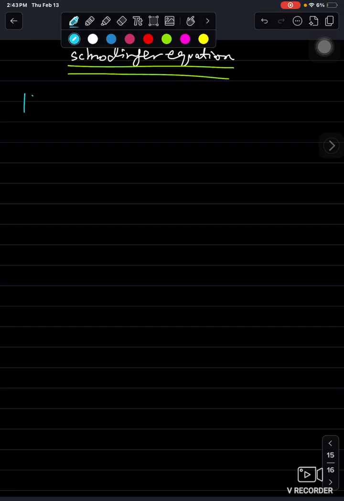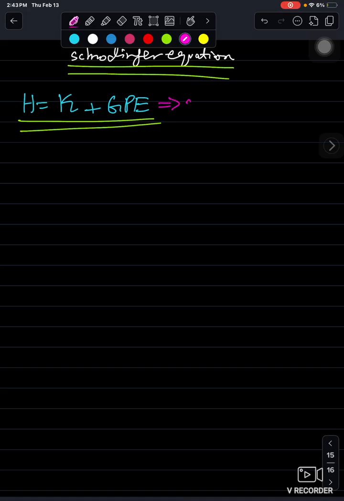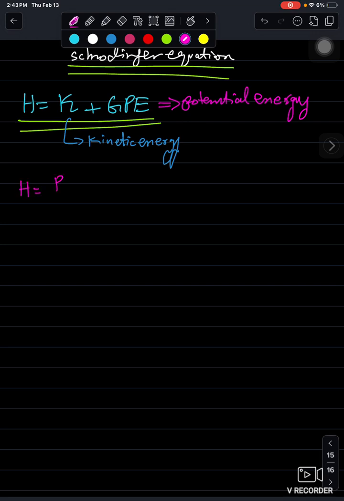So the general form of the Hamiltonian equation is H equals K plus GPE for the labor terms. We all know what K is, we all know what GPE is, which is potential energy. We're not going into electrical physics. So this one is kinetic energy. And this equation can be expanded into H equals p squared over 2m plus V(x), V in terms of x.